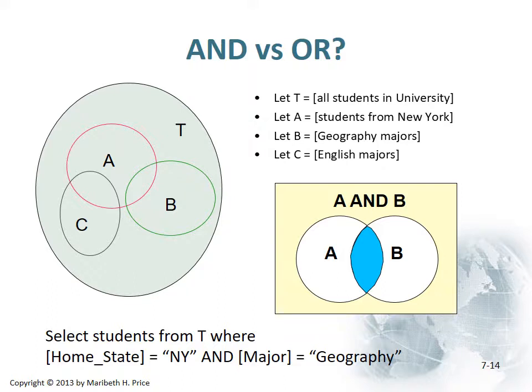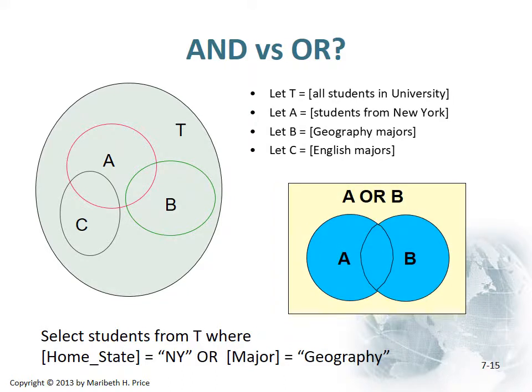So here, using our familiar data universe, selecting students from T, home state equals New York, and major geography. So A and B is going to give us the intersection where both conditions are true. So here we have home state equals New York or major equals geography. So either condition being true will give us a record, and what we're going to see is either condition then gives us a true response from the data set.